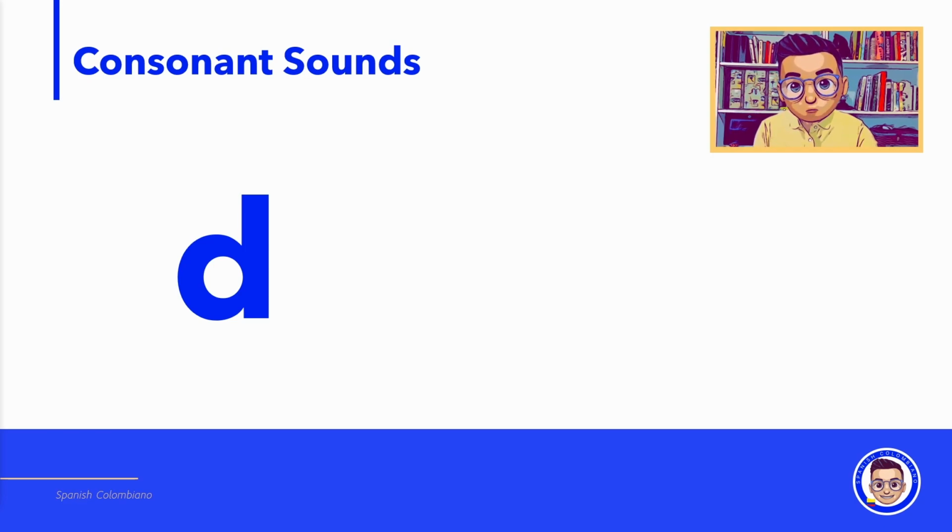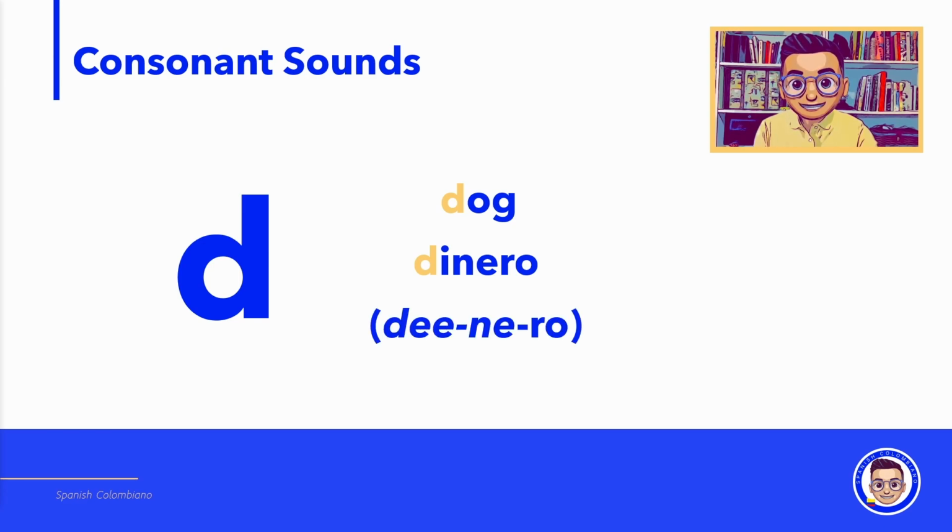This sound you can find in words in English like dog and words in Spanish like dinero. Dog, dinero. D. That's the sound. Let's see the next one.